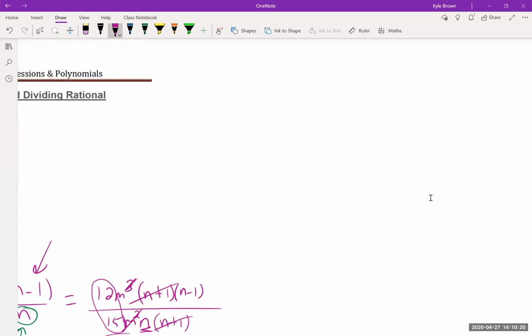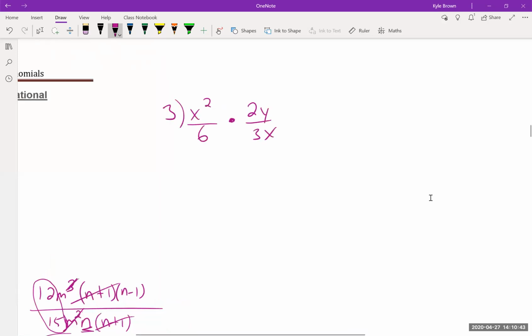Let's do another. So 3. Okay, so let's say we had x squared over 6, and instead of a time symbol, I'm going to go like a dot, so I don't get confused with the x's I was already putting there. So 2y over 3x.